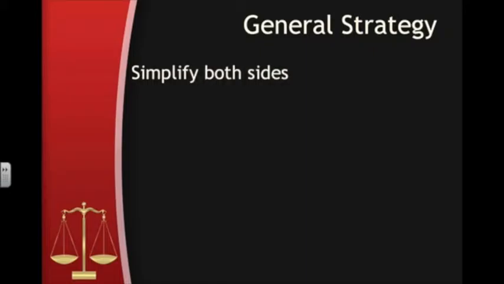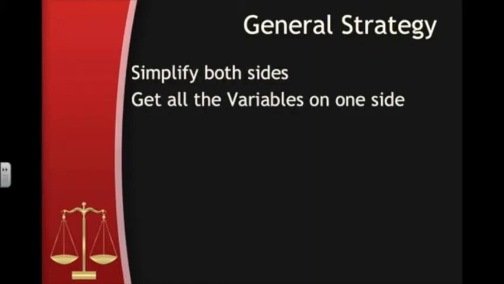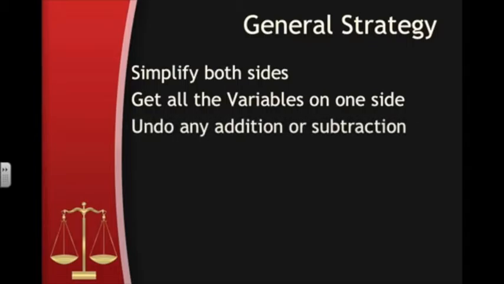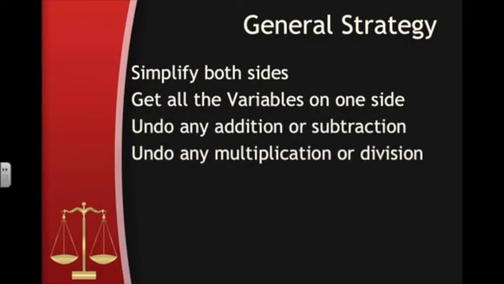First, let's review our basic four-step strategy for solving equations. Simplify both sides, get all the variables on one side, undo addition or subtraction, and finally, undo multiplication or division. Up to this point, we haven't needed to do step 2, but in this lesson, we will.